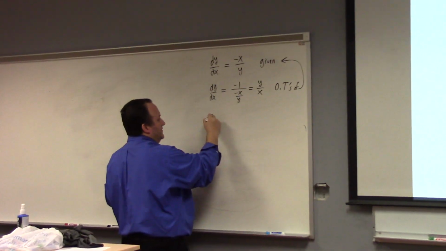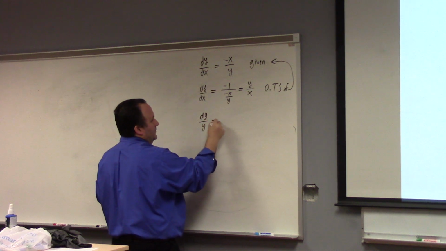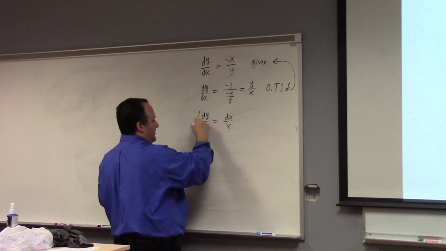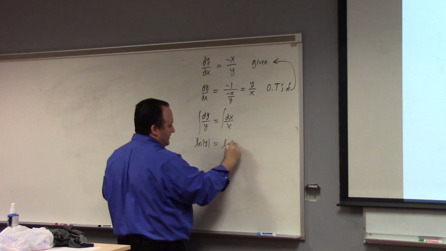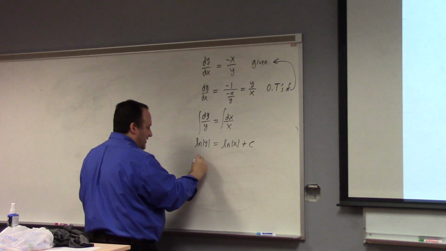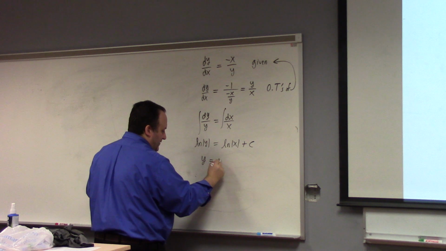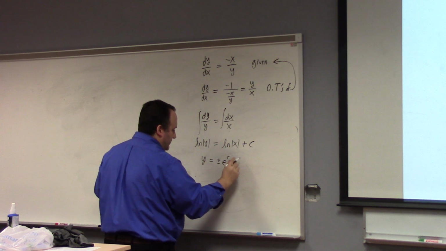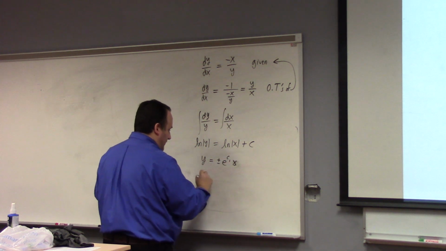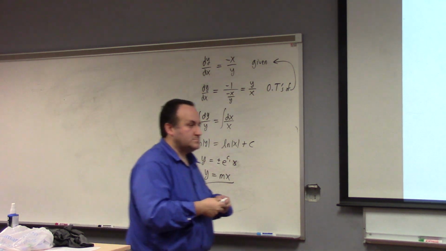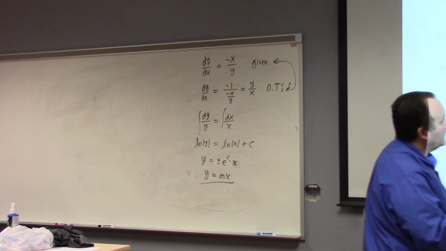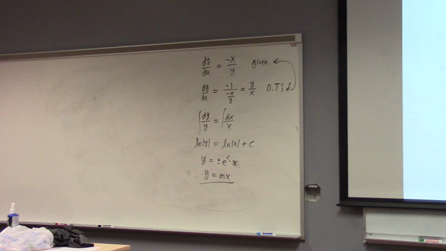So this would be dy over y equals dx over x. Integrate both sides. You get the log of the absolute value of y equals the log of the absolute value of x plus a constant. Exponentiate both sides. You get y equals plus or minus e to the c1 times x, which of course you could write as y equals mx.